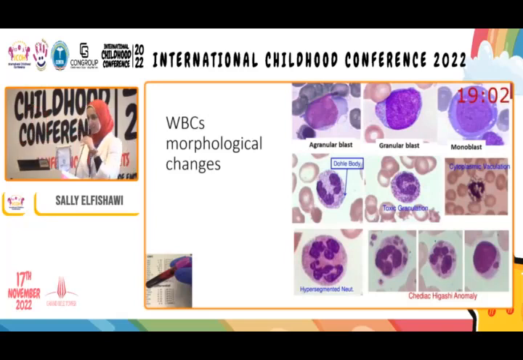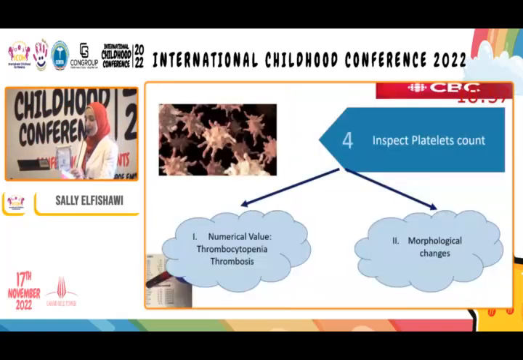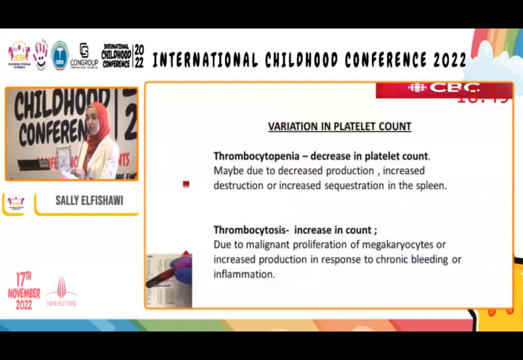Okay, so the last lineage we have and we need to look at is the platelet count. Again, we will look at the numerical value, and we will look at the morphological changes. So when we have thrombocytopenia, we need to think of three things that may happen. It may be due to decreased production, or due to increased destruction, or due to increased sequestration in the spleen.